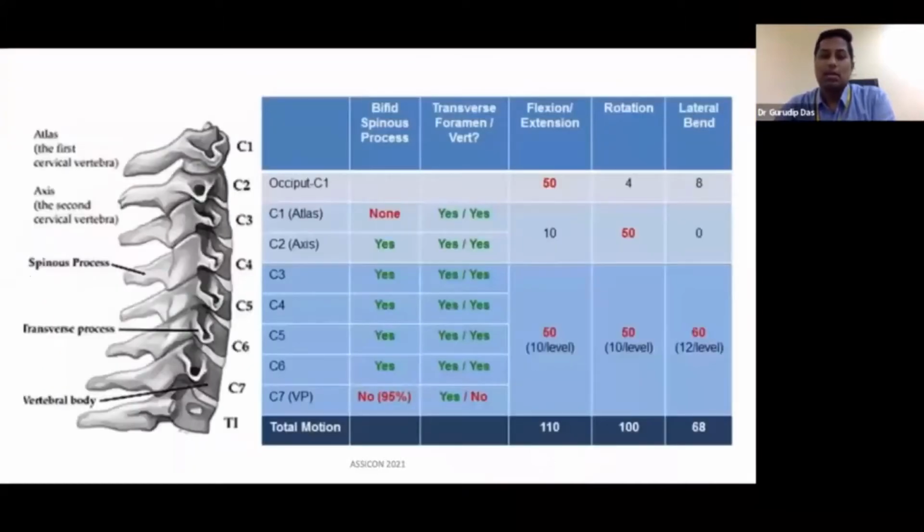To summarize this all, the cervical spine is known by its bifid spinous process, which is present from the 2nd to the 6th cervical vertebra, and by the presence of a transverse foramen, which is there from the 1st to the 7th cervical vertebra. This is occupied by the vertebral artery from the 1st to the 6th cervical vertebra. The occiput-C1 joint contributes to almost 50% of the neck flexion extension, and the C1-C2 joint contributes to almost 50% of the rotation in the cervical spine.